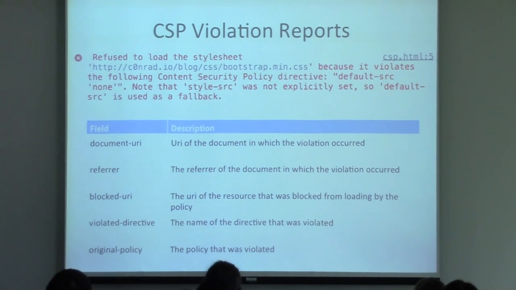If I had a report URI installed on this policy, it would also send a report with the following fields to that endpoint, and it's all in JSON. It would have a document URI, the URI of the document where the violation occurred, the referrer of the document in which the violation occurred, the blocked URI, the URI of the resource that was blocked, and then the violated directive and the original policy, which is all pretty self-explanatory. These reports actually turn out to be extremely useful when building a policy, and you can actually have these reports do all the work for you when building a policy.